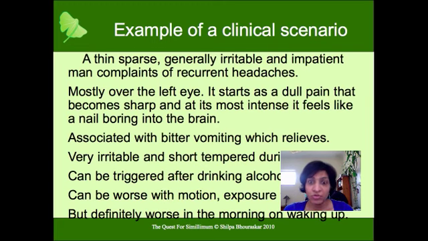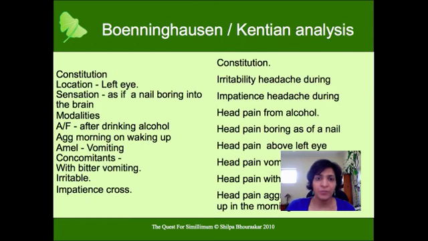Most of the episodes are triggered by drinking alcohol and are worse on motion, worse on exposure to light, but it's definitely worse while waking up in the morning. Now, let's try and work out both these analyses, the Boenninghausen and the Kentian.